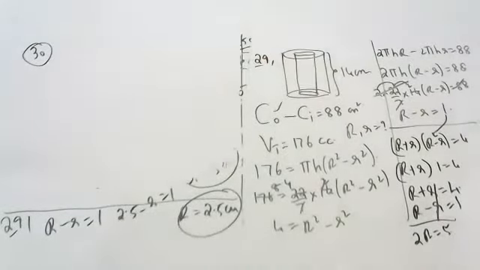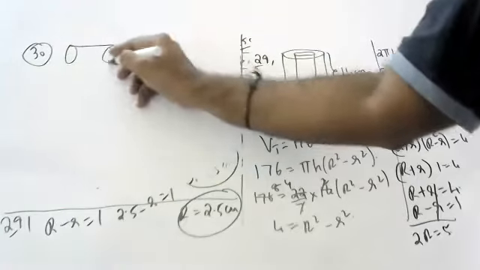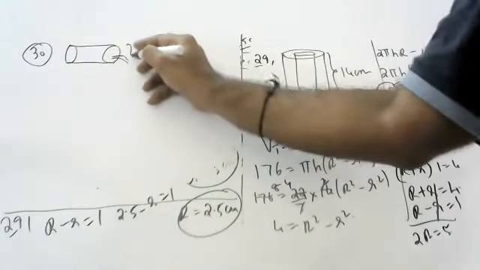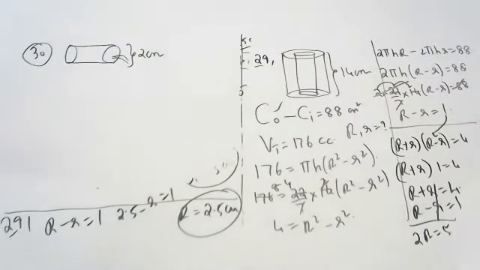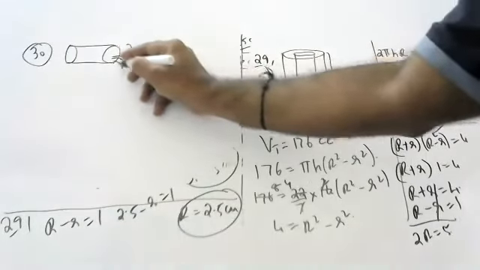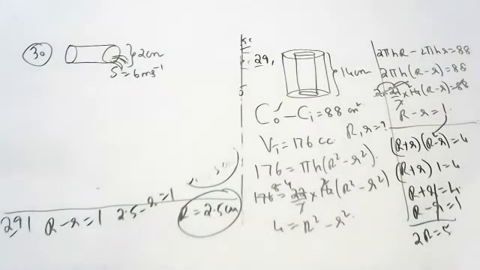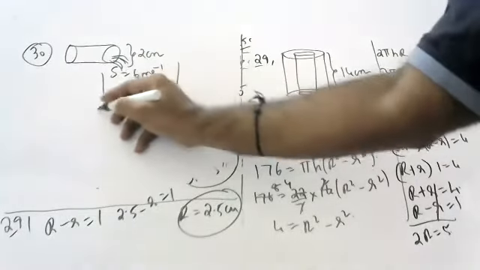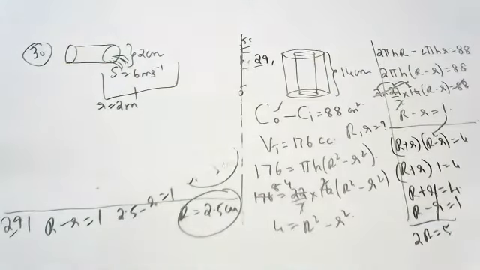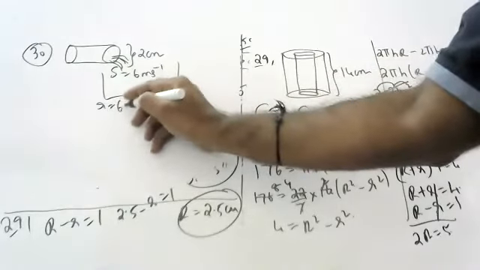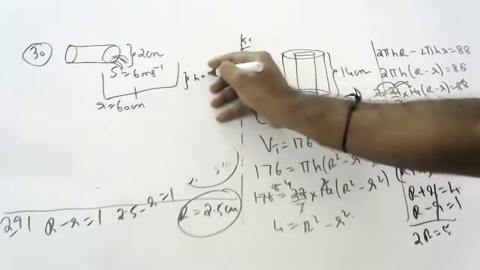Yes, sir. So the question is, water flows through a cylindrical pipe whose internal diameter is 2 centimeters, at the rate of 6 meters per second. It is falling into another cylindrical tank whose radius is 60 centimeters. The question is, find the rise in the level of water.